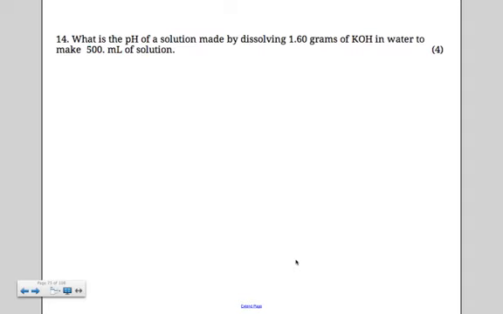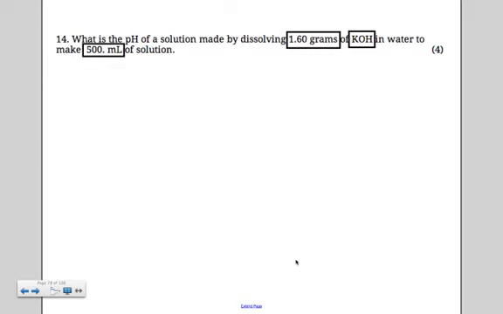Okay, number 14. This one makes you do a little bit more work for a couple of reasons. First of all, it's a hydroxide solution, so I can't get the pH directly even if I was given the concentration of this solution. And I'm not given the concentration of this solution. I'm actually given the number of grams added to a certain volume.